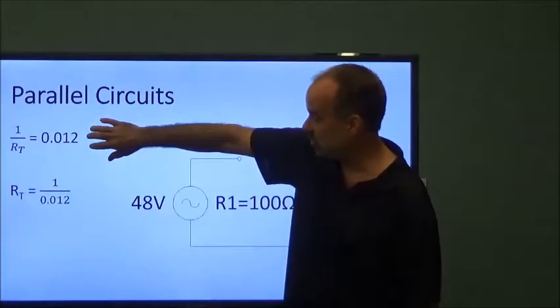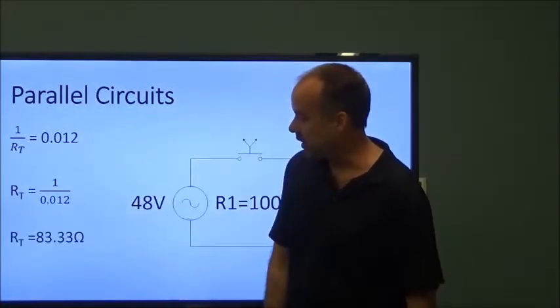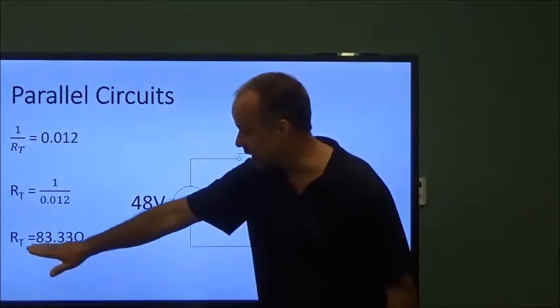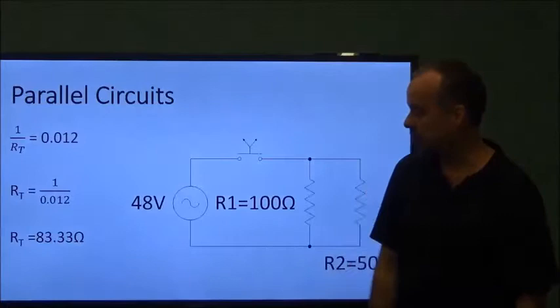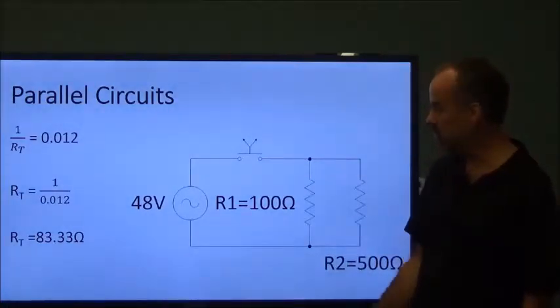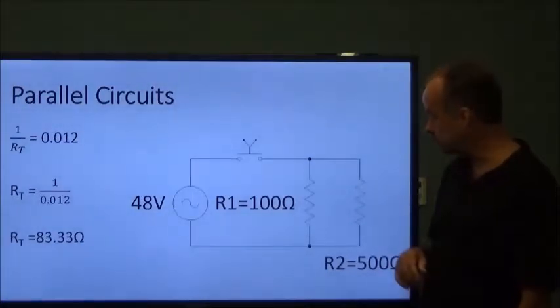Once I've got to this point, I divide this number into the 1, and I come up with a total resistance of 83.33. So 1 divided by 0.012 comes out to 83.33 ohms, and that is the total resistance for this parallel network.